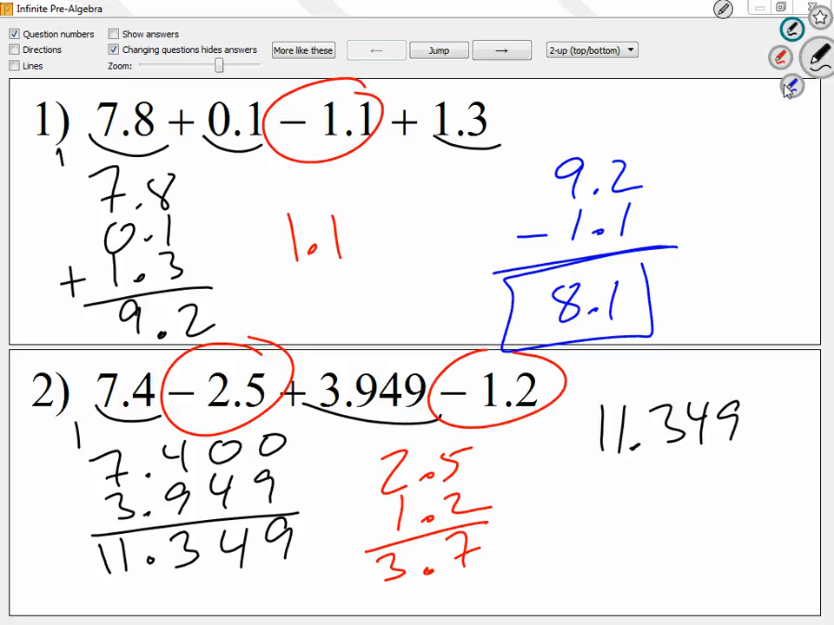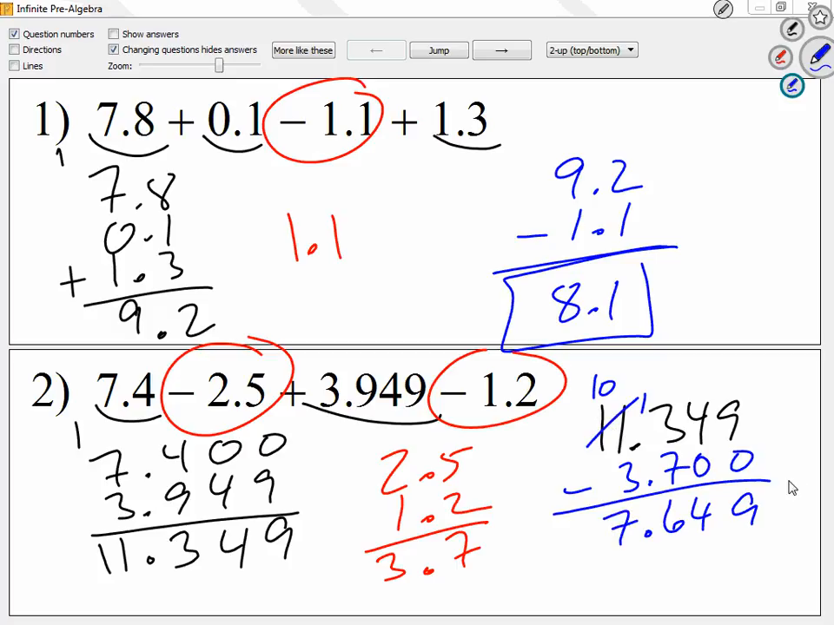11.349 minus 3.7. If you need them to be the same length, you can always add 0. 9 minus 0, 4 minus 0, 13 minus 7 is 6, and 10 minus 3 is 7. Big number is positive, so 7.649. So once again, add the positives only, add the negatives only, and at the end, subtract the 2 values. Any questions for the first 10?